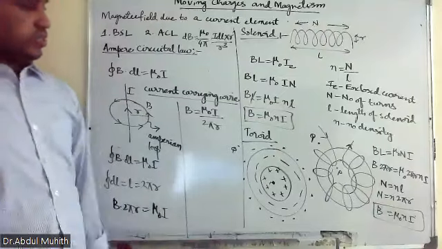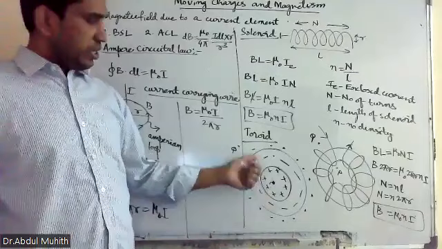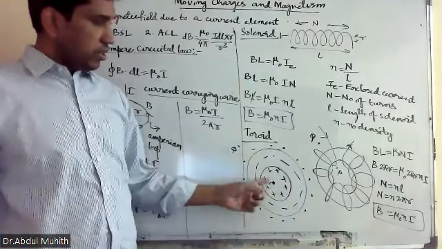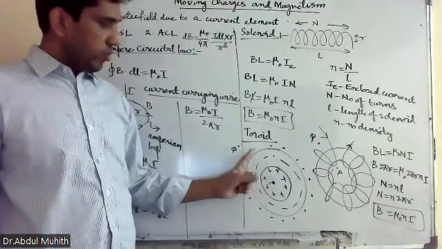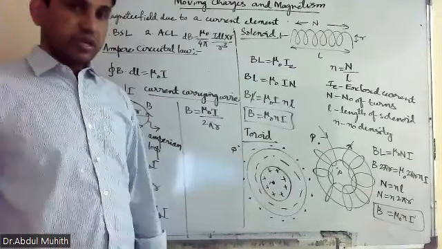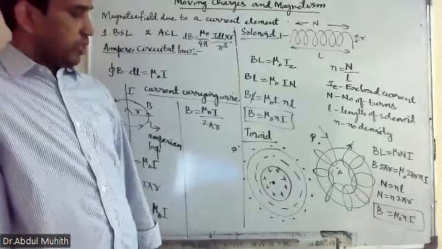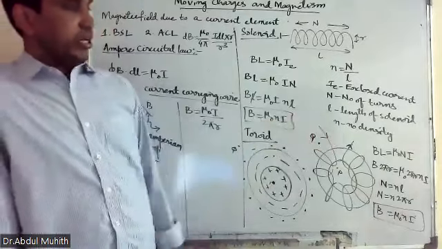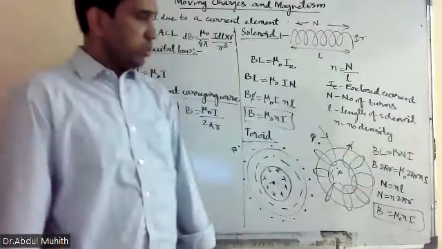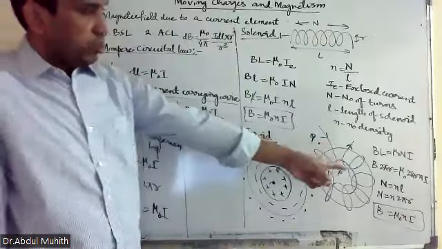Next is the toroid. In a toroid, what is happening? This is a toroid, and there is a wire wound in the form of a loop. The wire is coming out and going in, and around it there is a magnetic field. So what is the formula now? B dot dl is equal to mu0 I. L is equal to 2 pi r, so B into 2 pi r is equal to mu0 n into 2 pi r into I.